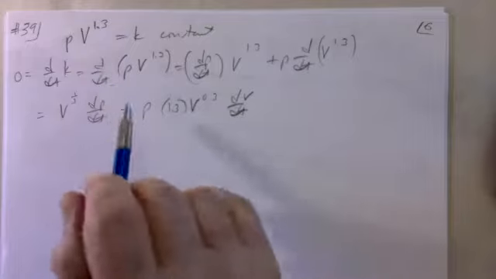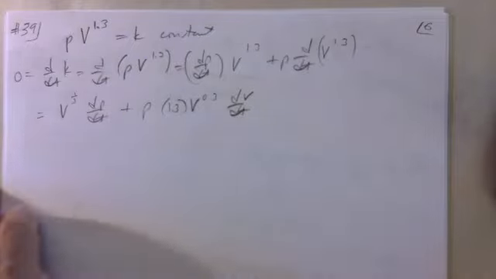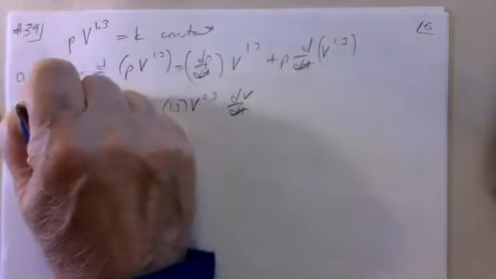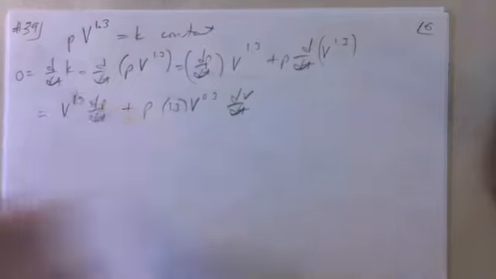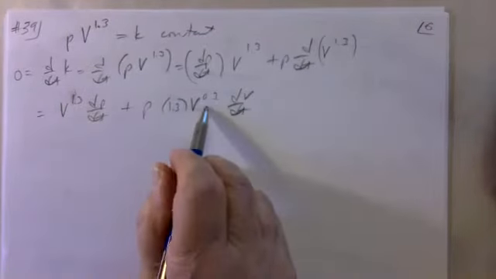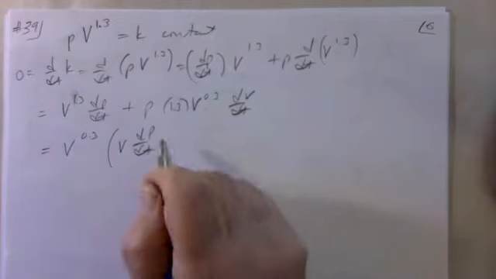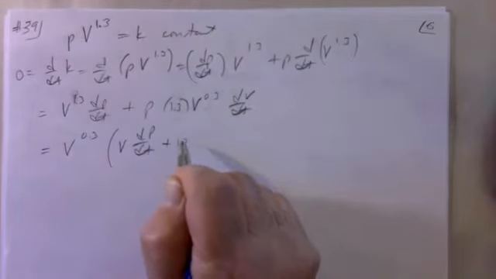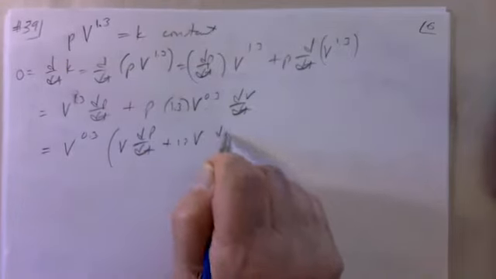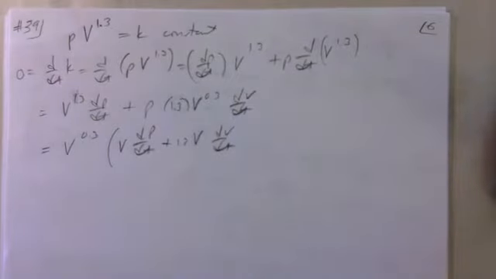Oops, what did I do there? This is not 1/3. I just copied it down wrong. It's 1.3. If I factor out V to the 0.3, it is V dP/dt plus 1.3 P dV/dt.